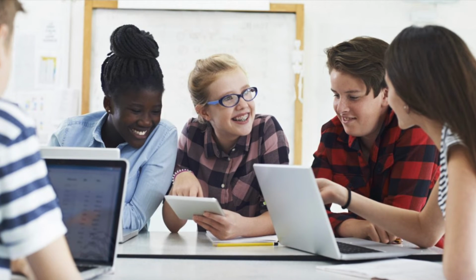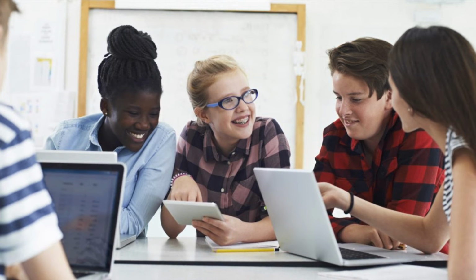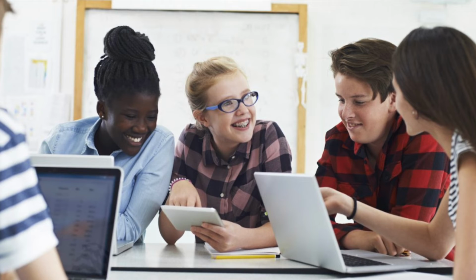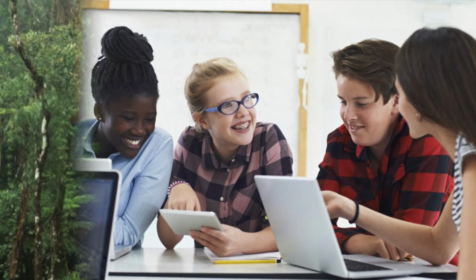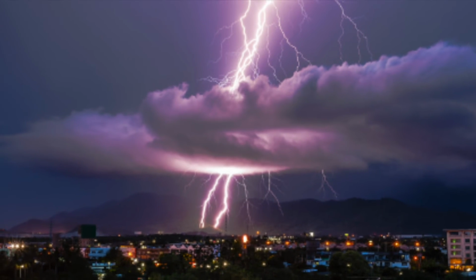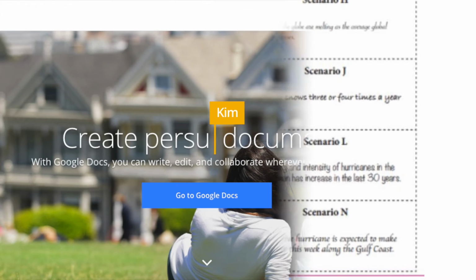Another lesson in this unit that is at ISTE Level 2 and will suit the verbal, interpersonal, naturalist, and logical learner is an activity where students can collaborate to determine the difference between climate and weather. Using scenarios, students will sort them accordingly onto a Google Doc.